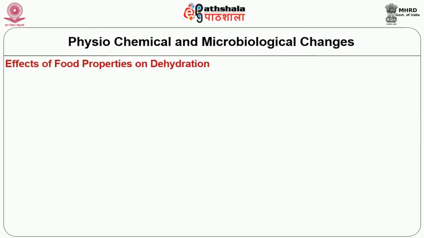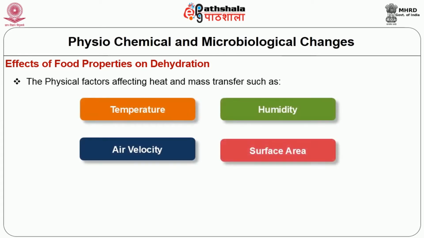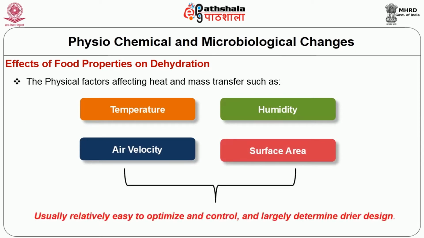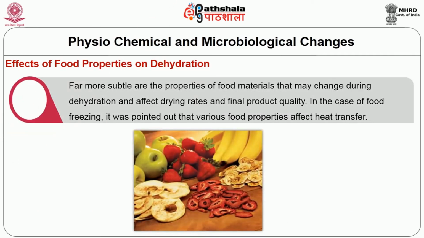Next, we see about effects of food properties on dehydration. The physical factors affecting heat and mass transfer such as temperature, humidity, air velocity, surface area and the like are usually relatively easy to optimize and control and largely determine dryer design. Far more subtle are the properties of food materials that may change during dehydration and affect drying rates and final product quality. In the case of food freezing, it was pointed out that the various food properties affect heat transfer.